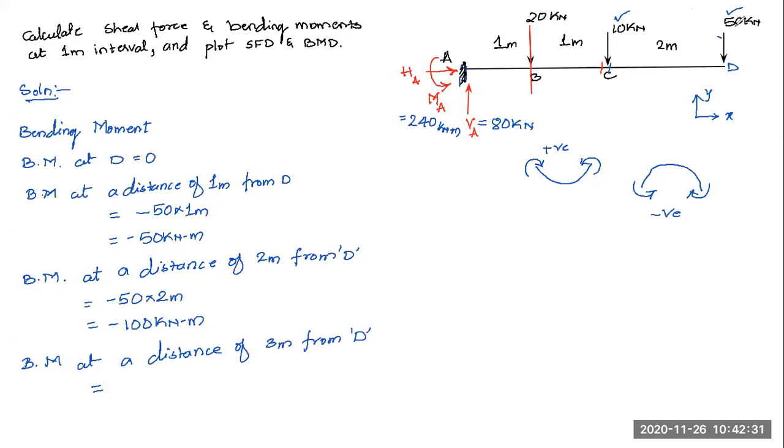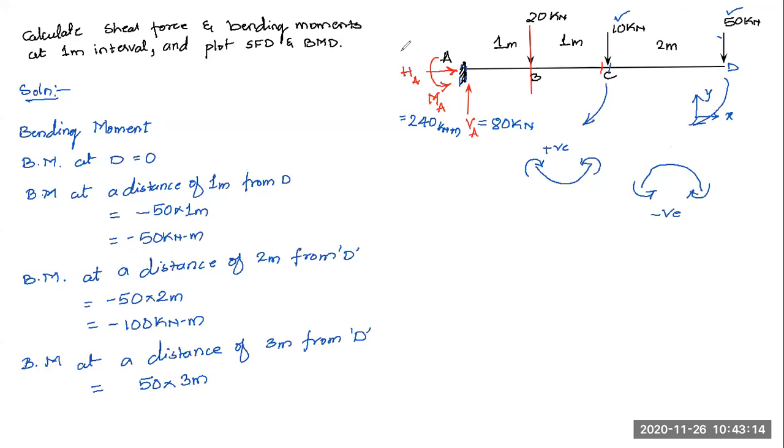You have to take the moment of both these forces about point B and add them together. The 50 kilonewton load has an anti-clockwise moment, and this 10 kilonewton load also has an anti-clockwise moment. Both are trying to rotate the beam in the anti-clockwise direction, so remember that for both the sign will be negative. What will be the magnitude? Due to the 50 kilonewton load, 50 into the distance, 2 plus 1, 3 meters. The section is at a distance of 3 meters from D, and the 50 kilonewton is acting at D itself. So 50 into 3 meters.